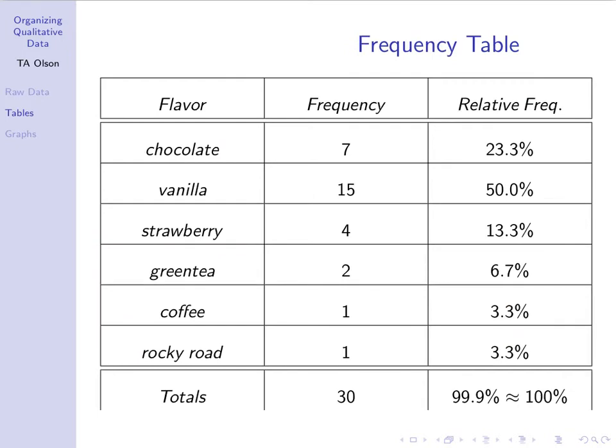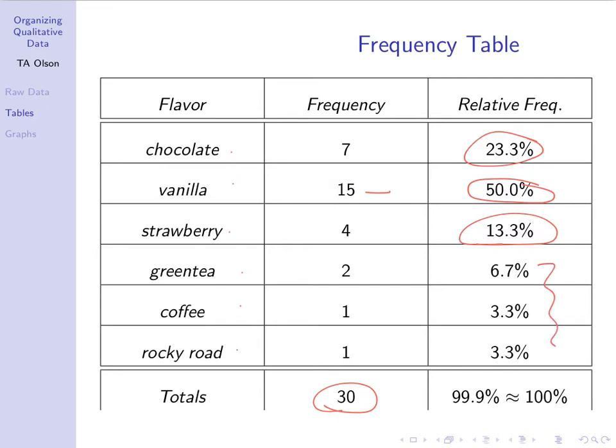She then calculated a table, found out there were 6 variable values. There were 30 people coming to the party. Half of them wanted vanilla, so that's 50%. About 23.3% wanted chocolate, 13.3% wanted strawberry, and then there were some various others.